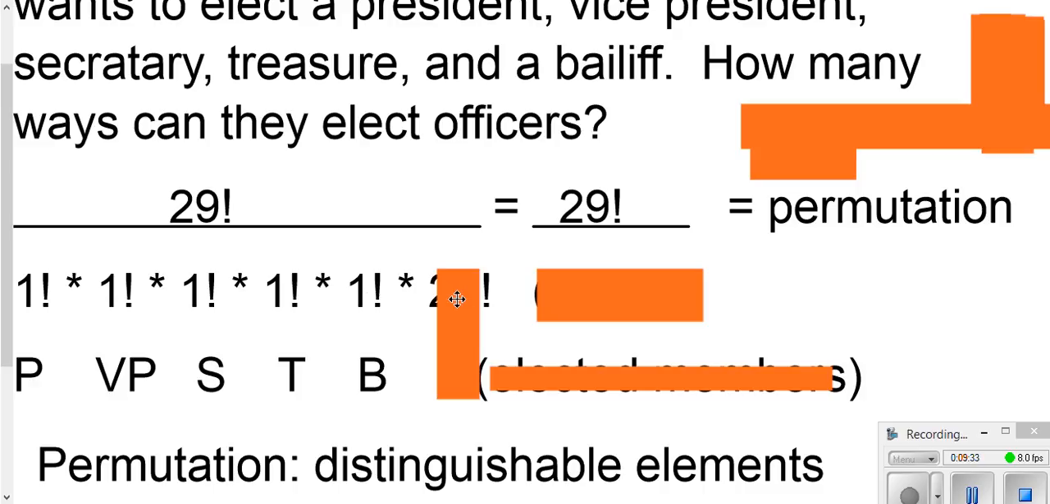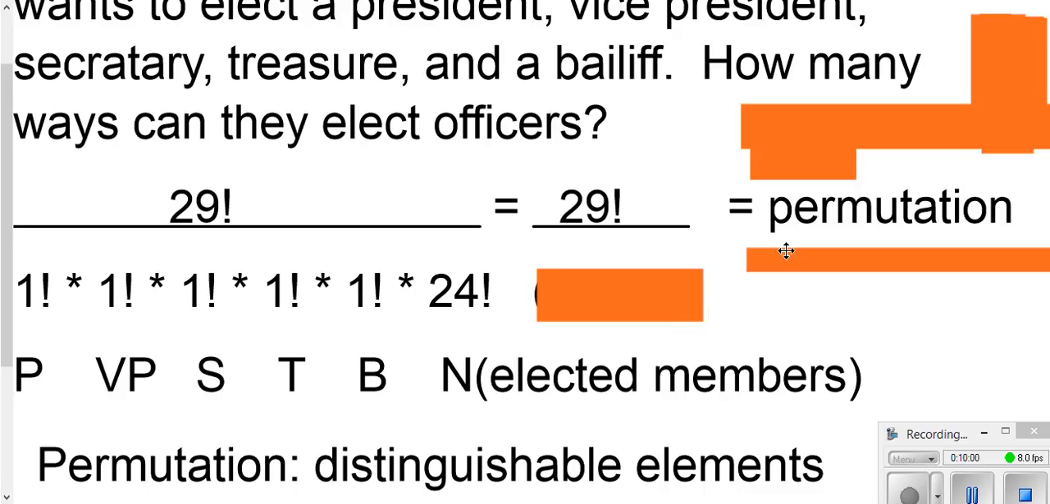Well, that means we have 24 items, 24 people. Just like we had 3 L's when we put down 3 factorial. We have 24 people that aren't being used, so we need to get rid of all those multiple times they show up. So those are the people that aren't being used, the non-elected members. And sorry, this should be non-elected rather than elected.